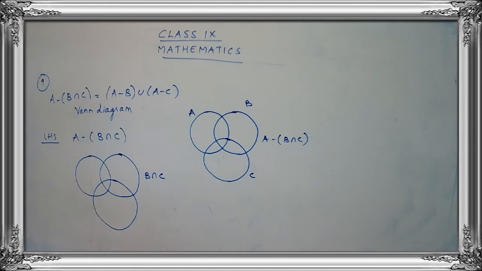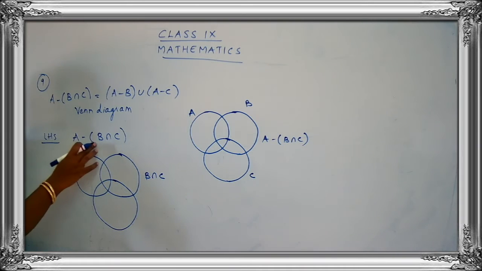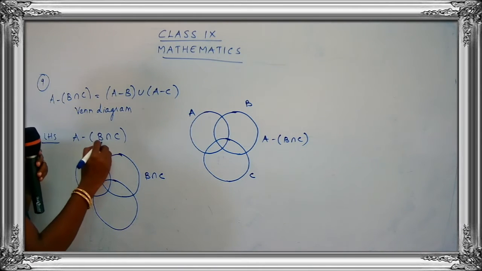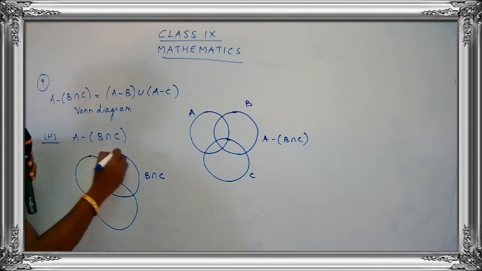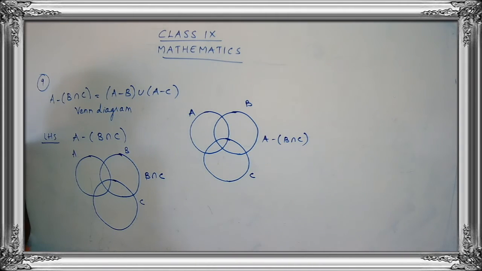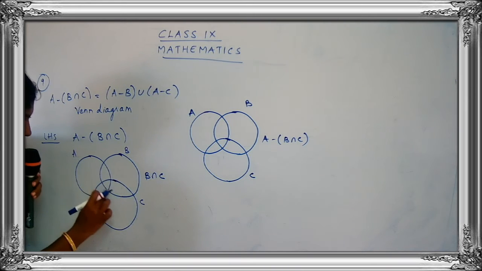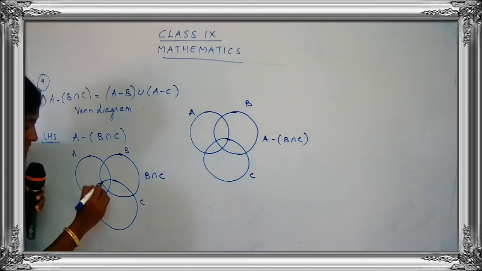Okay, let's go with the answer part. Just listen here carefully, children. A minus B intersection C. So B intersection C. What do you mean by B intersection C? You are going to shade the common part of B and C. So this is B, this is C, and this is A. Yes. So what is the common part of B and C? This is the B circle and this is the C circle. So which is the common part? Yes, this is the common part.